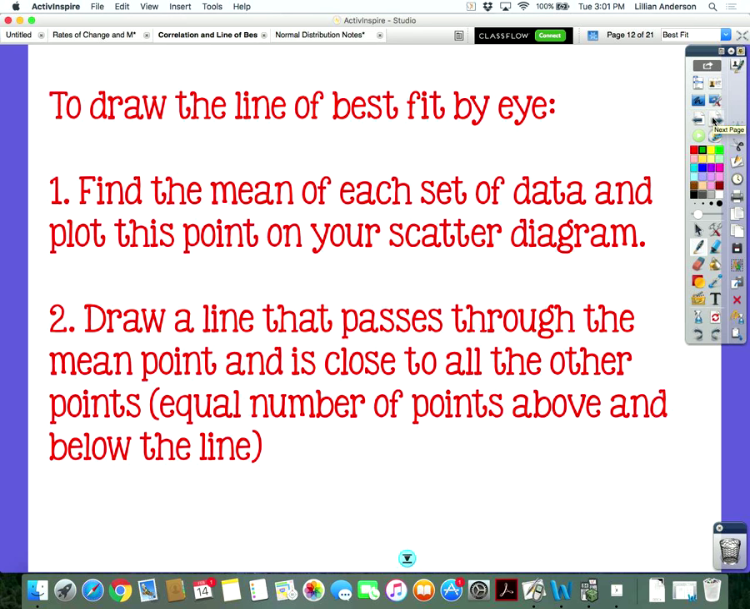By eye, because of course there's a calculated, more precise way to do it. But to do it by eye, and I mean hand drawing it, you need to find the mean of each set of data and plot this point on your scatter diagram. So you find the mean of your x values, you find the mean of your y values, and then you plot that point. Then you want to draw a line that passes through that point that is close to all the other points. So basically you have an equal number above that line and an equal number below that line.